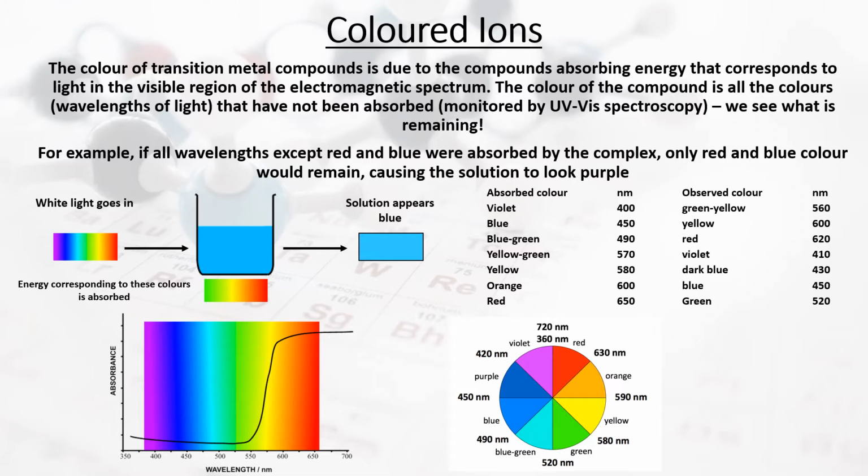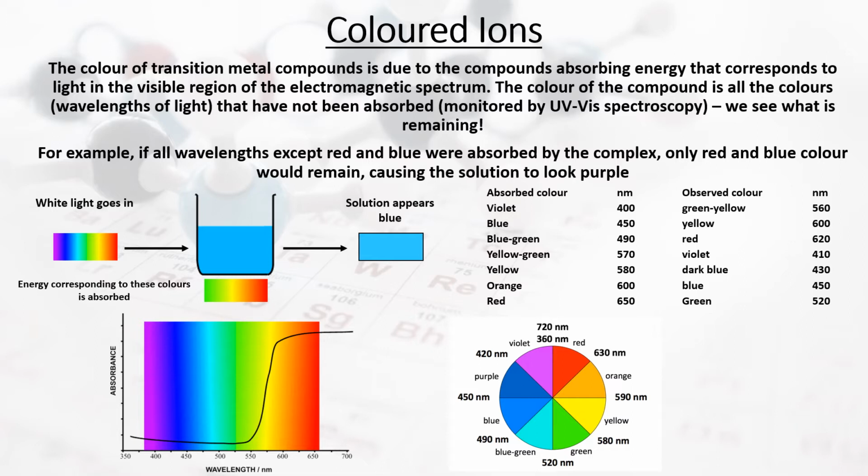And the way that we can work out what colour we expect to see, and, if we have a coloured solution, what colours must have been absorbed, is by using something called the chemistry colour wheel, which is shown there at the bottom. And you can see that it's a very standard colour wheel that you've probably seen before, just this time we have the wavelengths that correspond to these specific colours. So for example, violet is between 360 and 420 nanometers, orange between 590 and 630 nanometers, and so on.